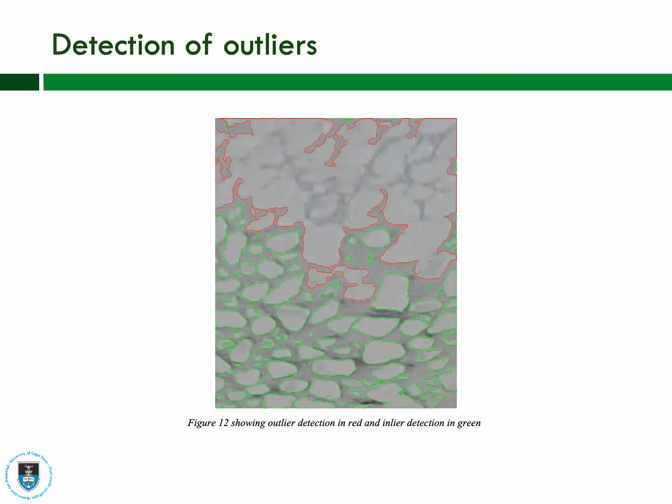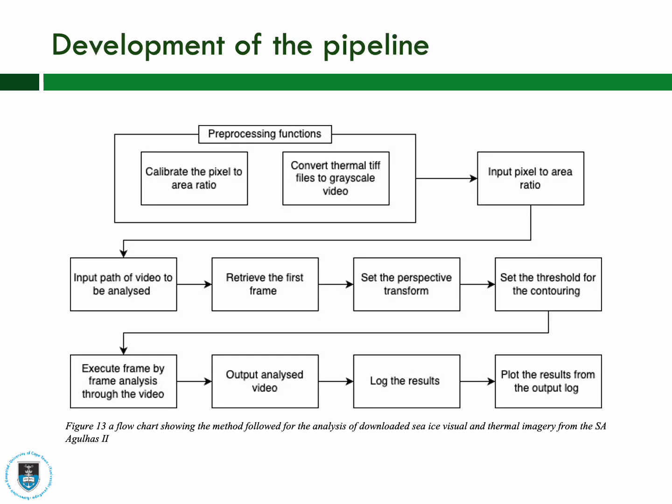Sometimes there's not enough information in an image to successfully segment sea ice. Therefore, there was a need for the detection of outliers. Calculating the amount of pixels within a contour, you can detect the outliers by area using standard deviation. The outliers were neglected from the research and highlighted in red, and the inliers were highlighted in green.